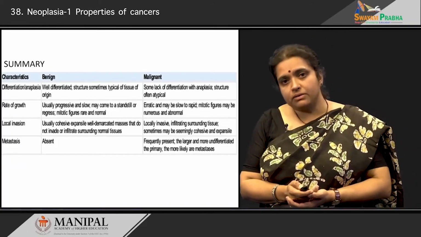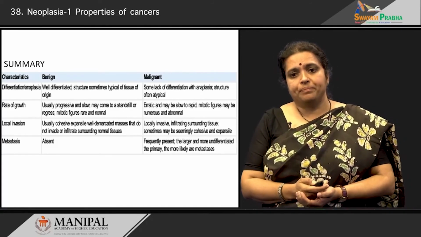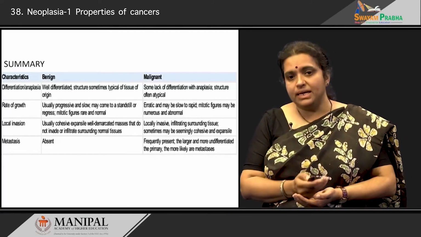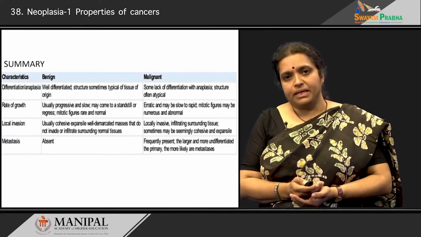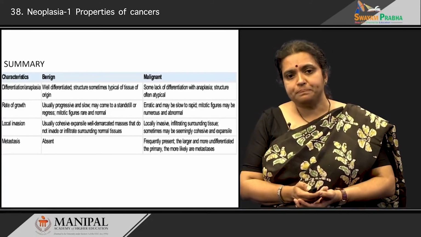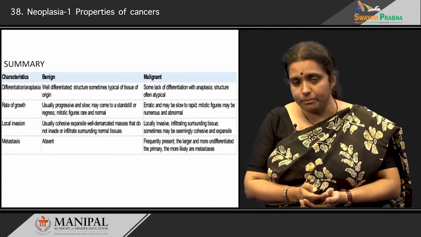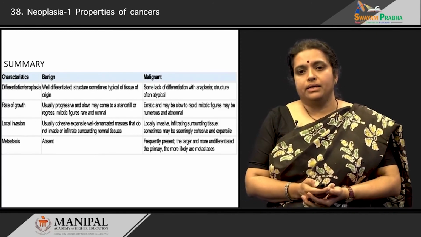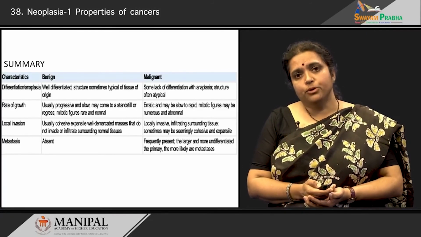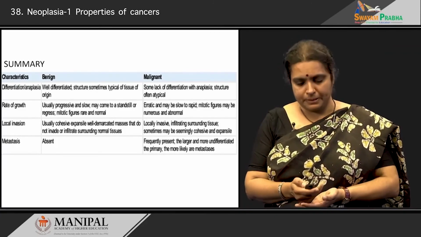It infiltrates the surrounding tissue. Remember the breast specimen that I showed you, whereas a benign tumor is usually expansile, well demarcated, and is surrounded by a fibrous capsule, and it does not invade the surrounding tissue. Finally, metastases are never there in a benign tumor. If they are there, then it is not benign, so it is absent, and in malignant tumors they are frequently present, and the larger and the more undifferentiated the primary, the more likely that it has metastasis.